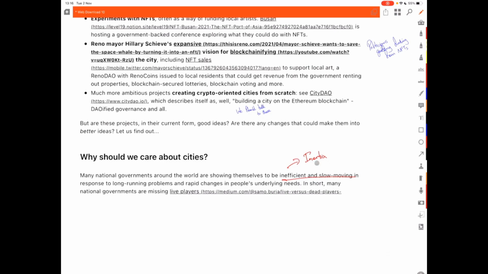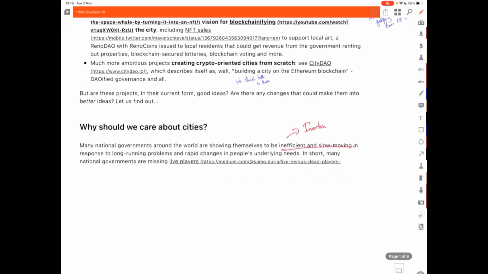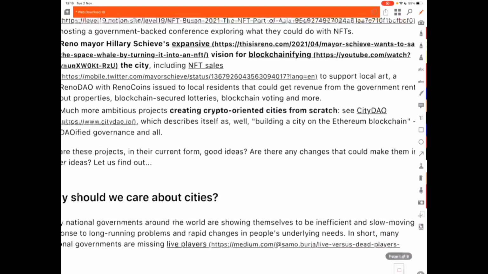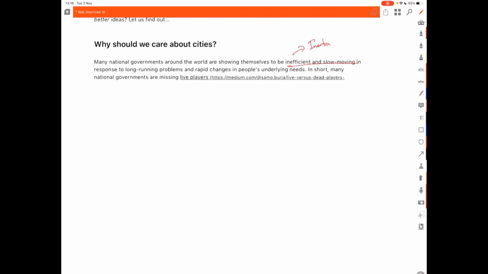Basically, the incentives are there. So City DAO is building crypto-orientated cities from scratch. This is a bit similar to the ideas, so I thought we should talk to these. I've already hassled them. They're doing the crypto land thing, building a city on the blockchain, with governance, etc., etc. So that's interesting.